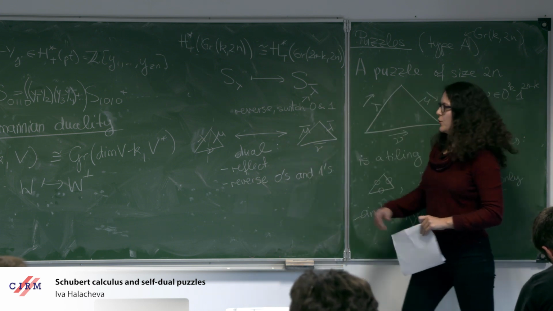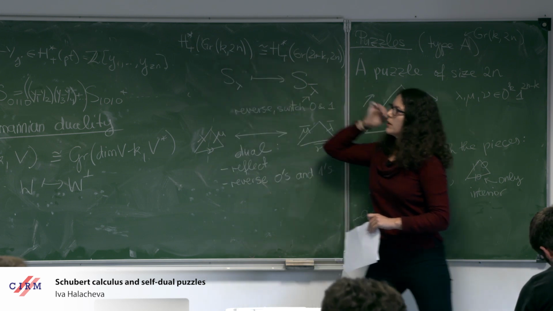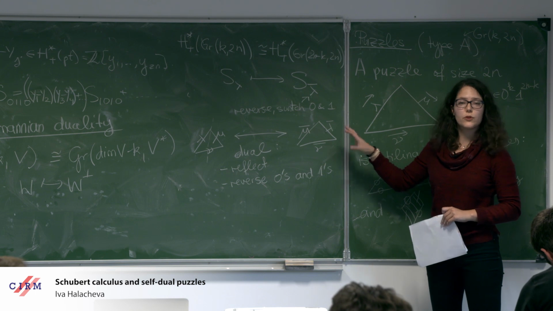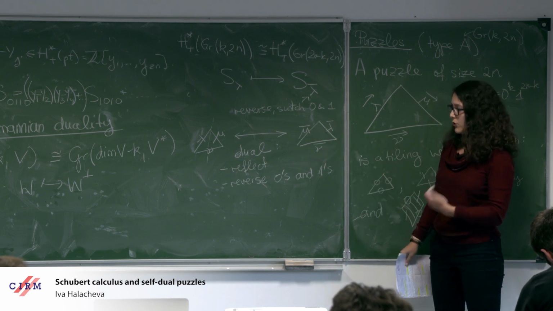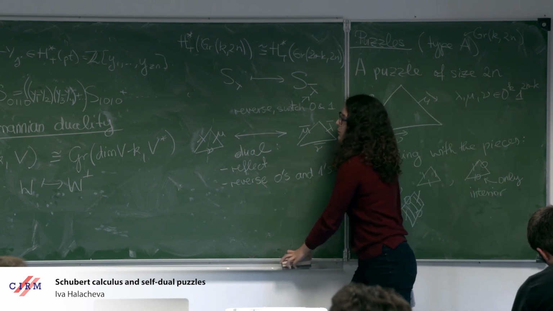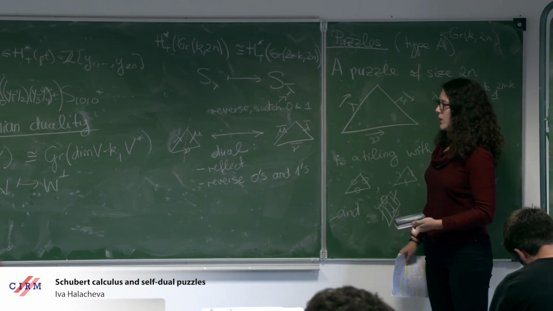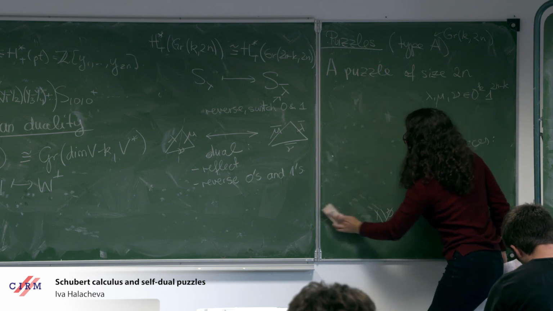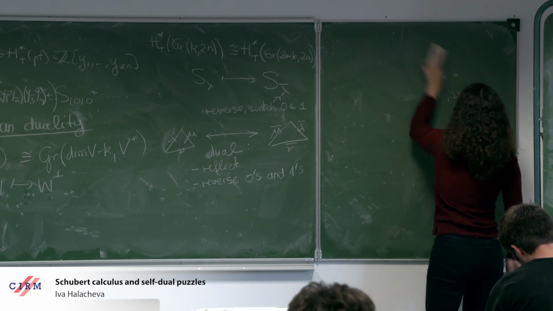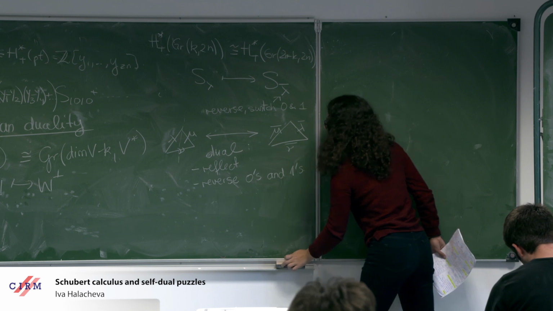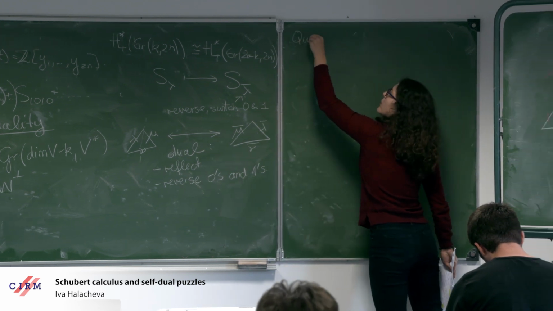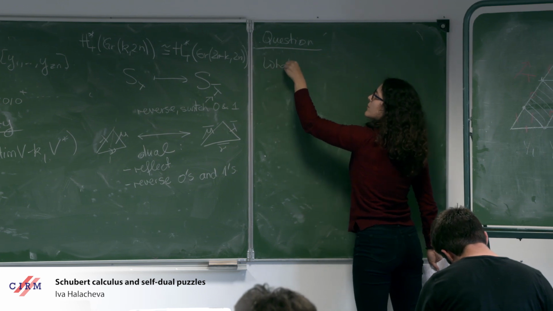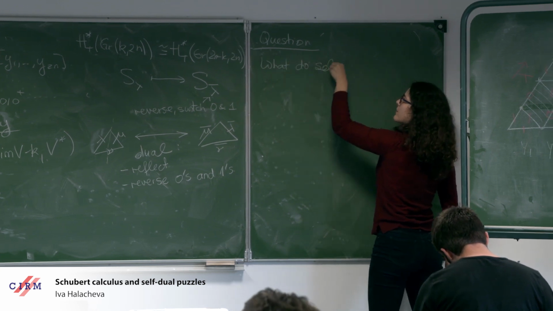So somehow using these puzzles to count the structure constants is equivalent to using these dual puzzles, the dual of the original puzzles, to count structure constants. And so one natural question is, what are self-dual puzzles? So what do they count? What do self-dual puzzles count?